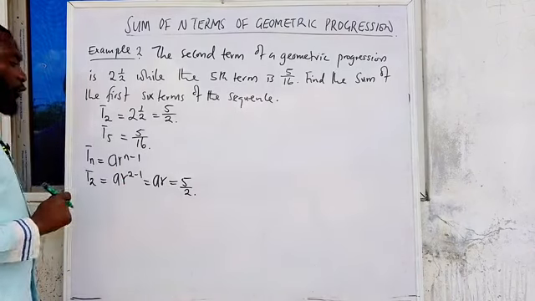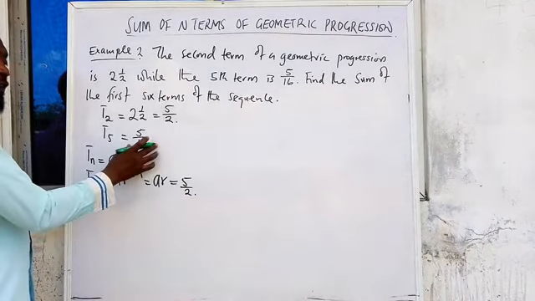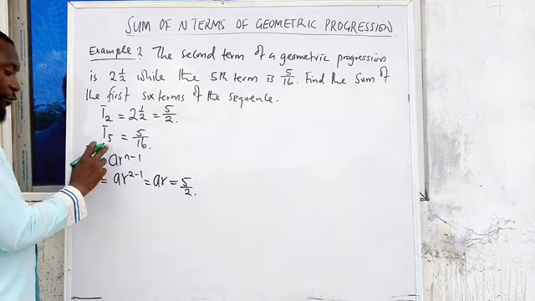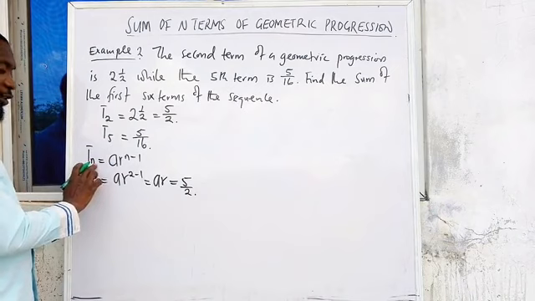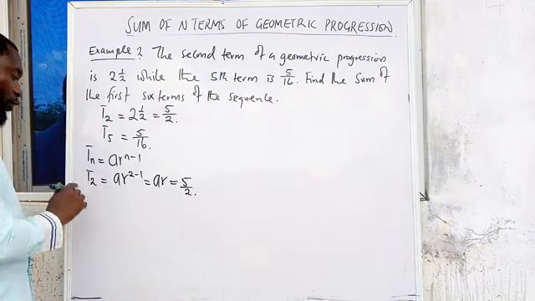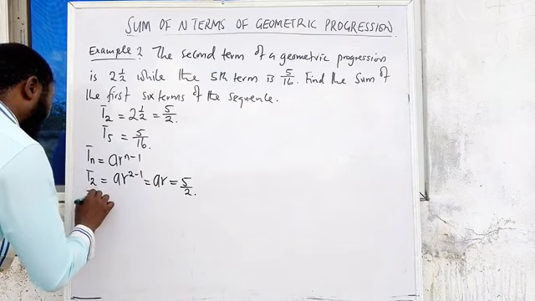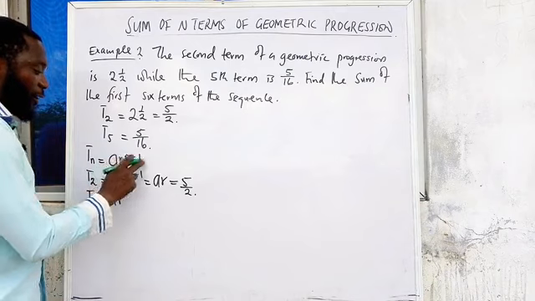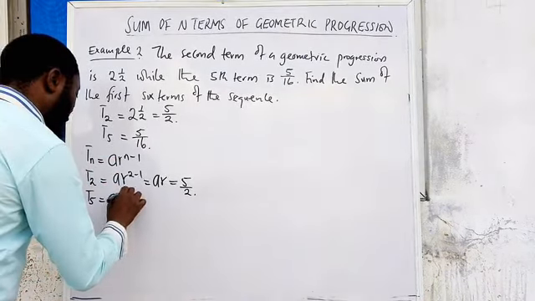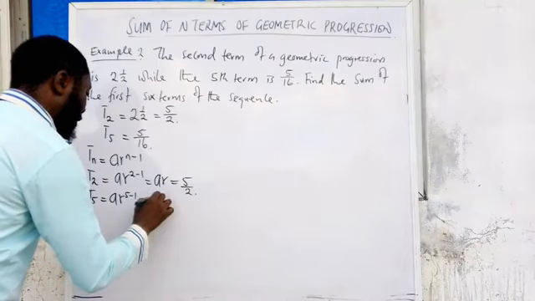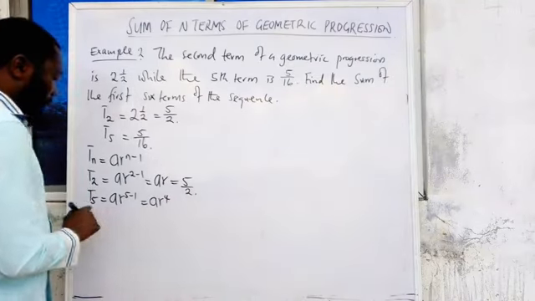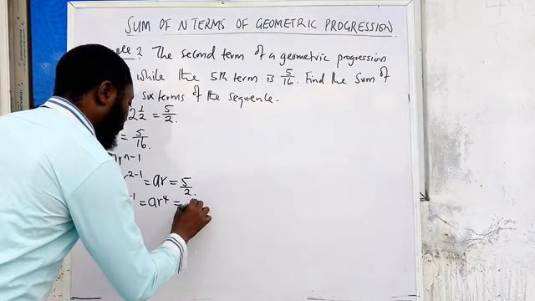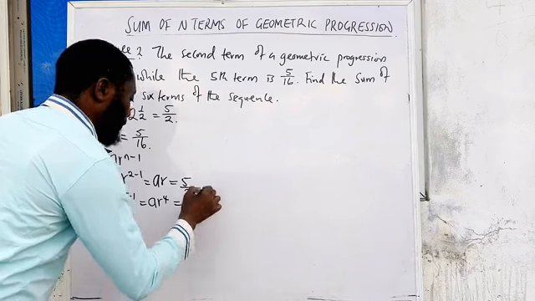Also, let's consider the second one. T5 equals 5/16. It means when n equals 5, we are going to make use of the same formula again. So we have T5 equals a r raised to the power of 5 minus 1. That is a r raised to the power of 4. And T5 is 5/16, so this equals 5/16.